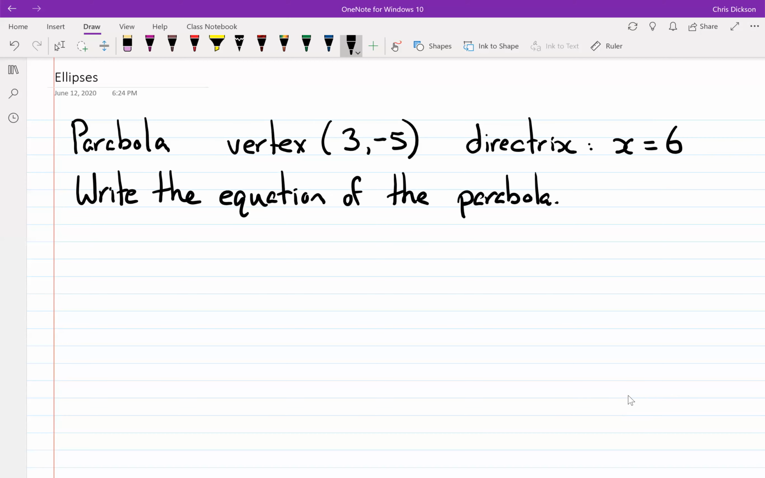Okay, so I think the first thing we'd want to decide is, how does this thing open? Is it one that's opening horizontally, or is it one that's opening vertically? You can tell just by the fact that the directrix is x equals 6, that is going to be a vertical line. And the directrix is always perpendicular to the axis of symmetry. So the axis of symmetry would be a horizontal line. So I kind of know it opens left or right, but maybe that's a bit tricky. So let's just do a little sketch of this thing here.